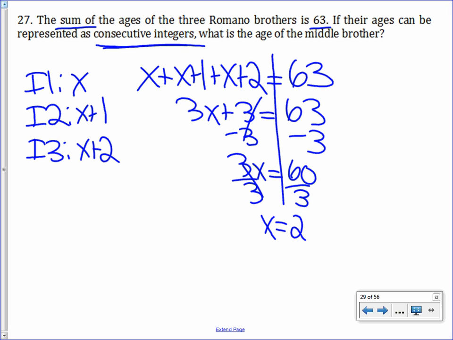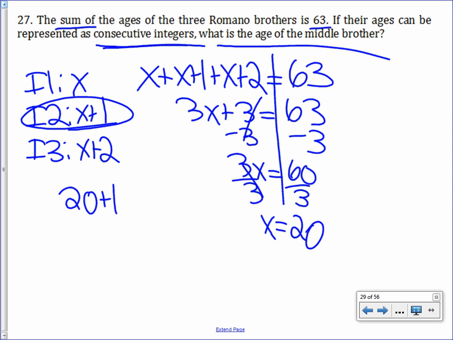Answer the question: the age of the middle brother. The middle brother is x plus 1, which is 20 plus 1.